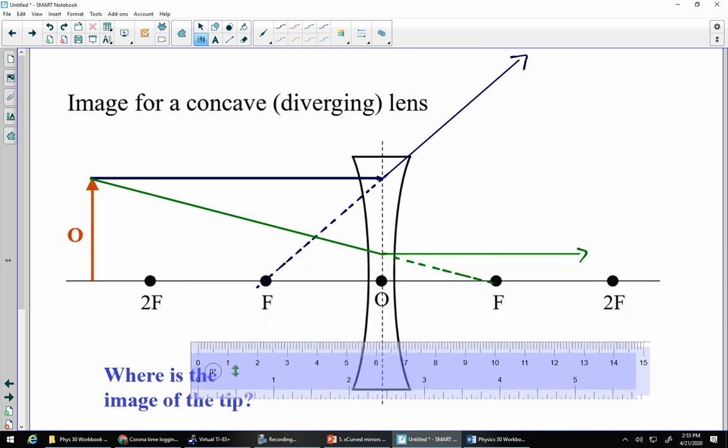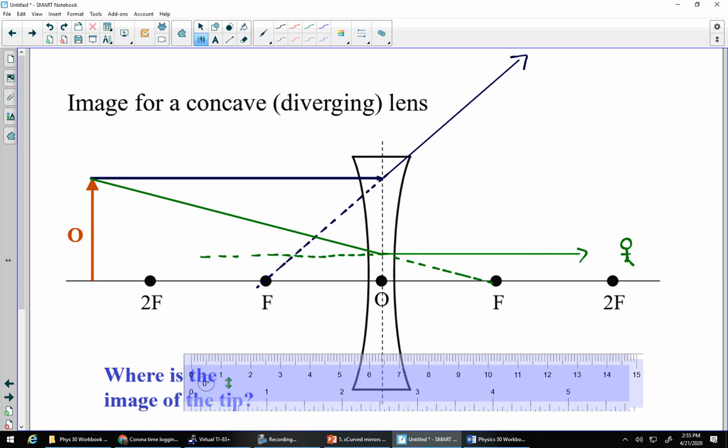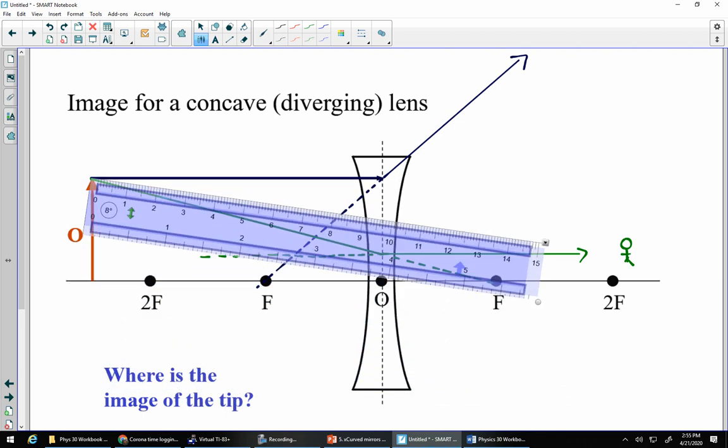And if we think about an observer over here, so a person standing there, to them it looks like it's actually coming from somewhere back here. I deviated from the ruler there. I hope I don't pay the price for that later on. Okay. And then finally, the last one to deal with is through the optical center.